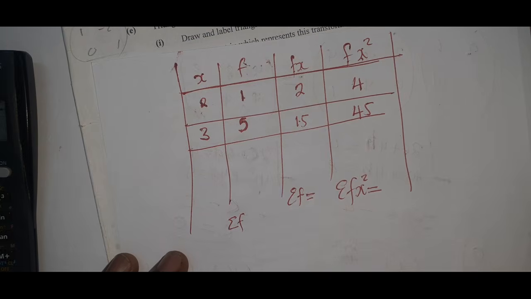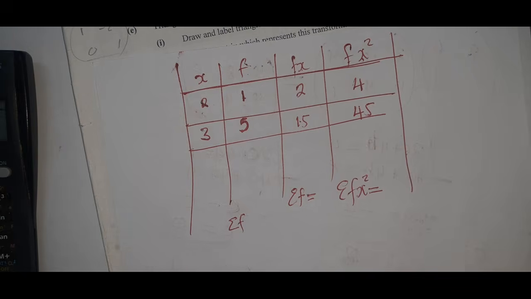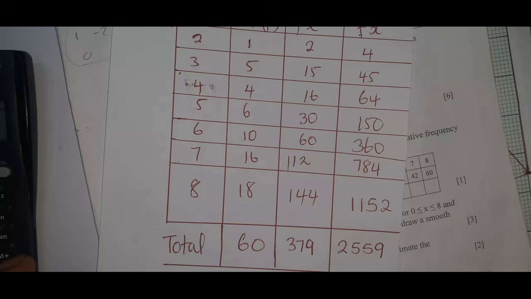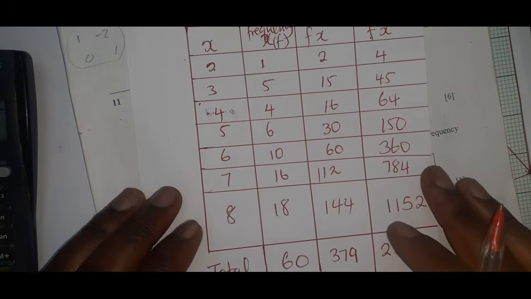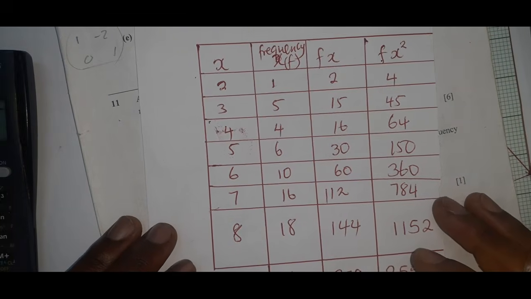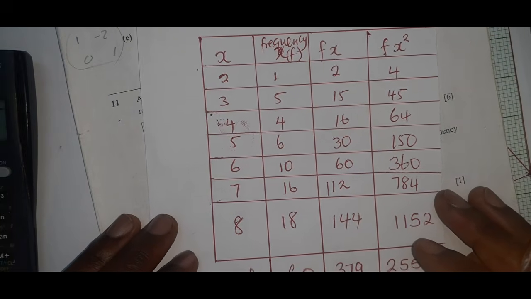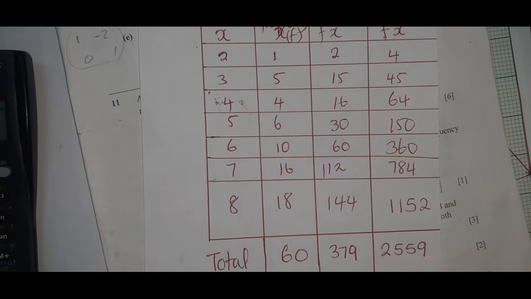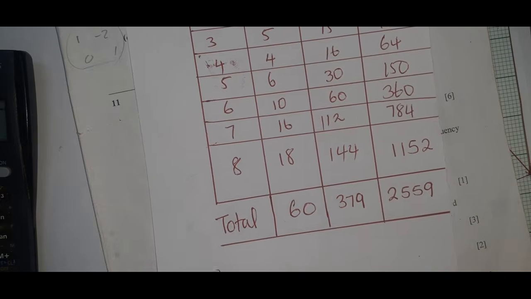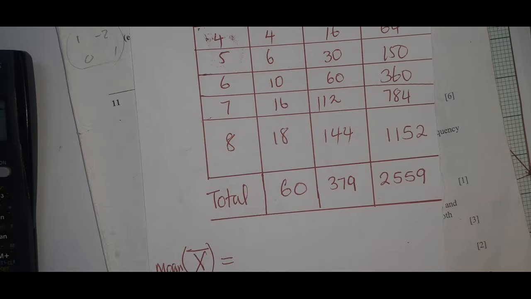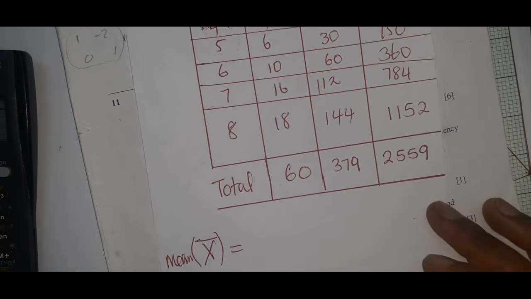And when you finish this process, you should be able to get your answers. You should be able to come up with this table, a table like this one. And these will be your totals.